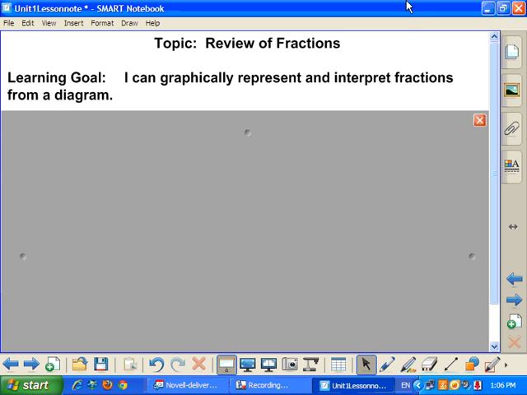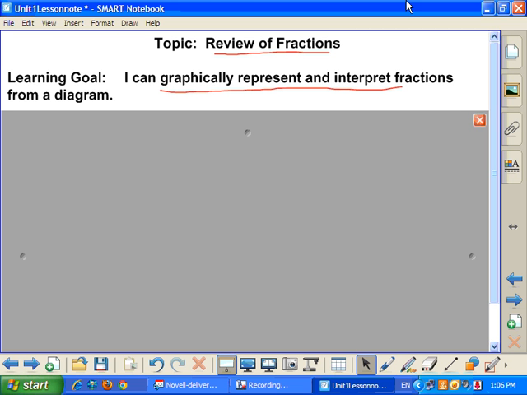Hello, and welcome to lesson number 5. And we're looking at review of fractions today. We are going to have to handle fractions when we do our unit on imperial measure, and we're going to need fractions again when we talk about probability. So we're looking at just review of fractions, and what I want you to be able to do today, you can graphically represent and interpret fractions.